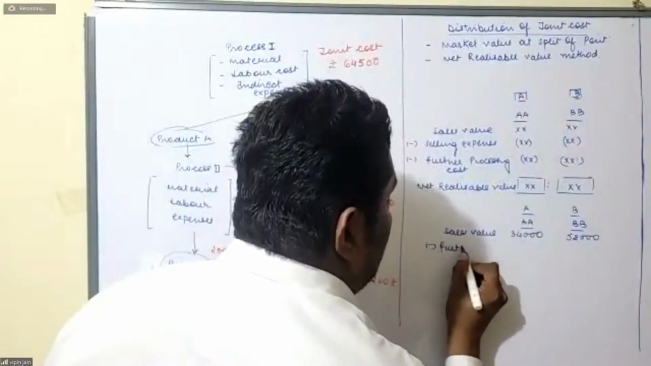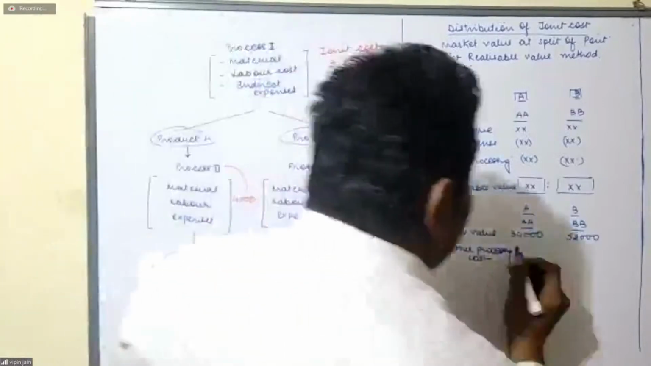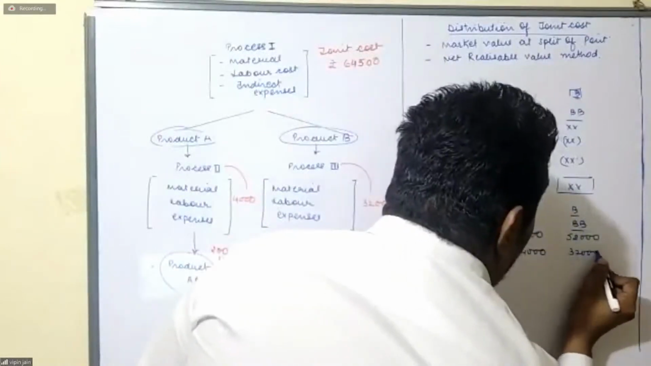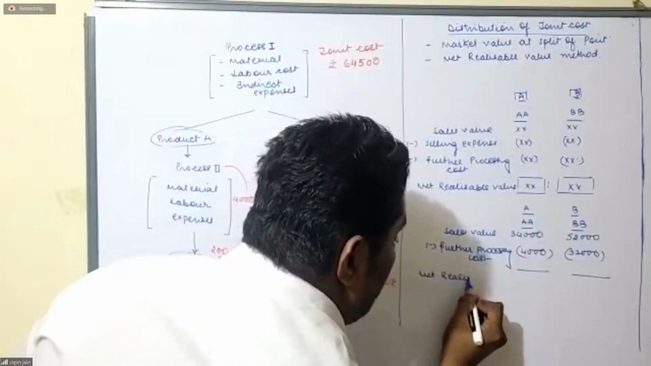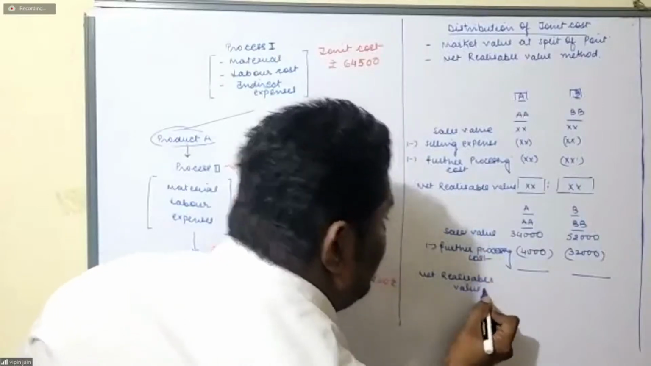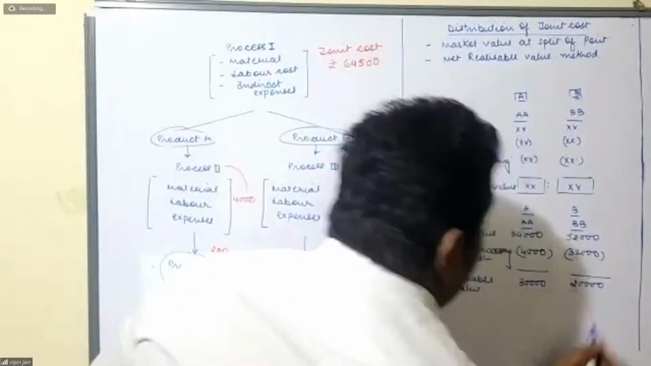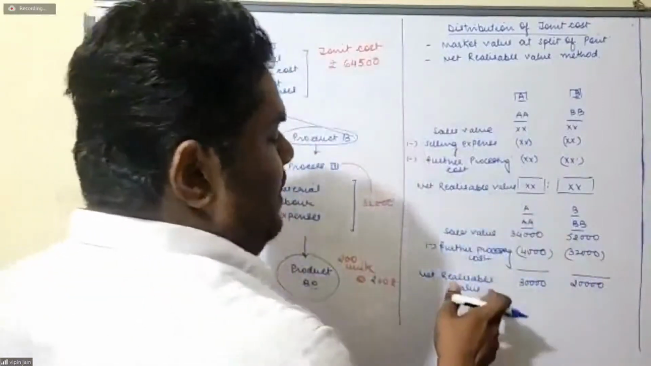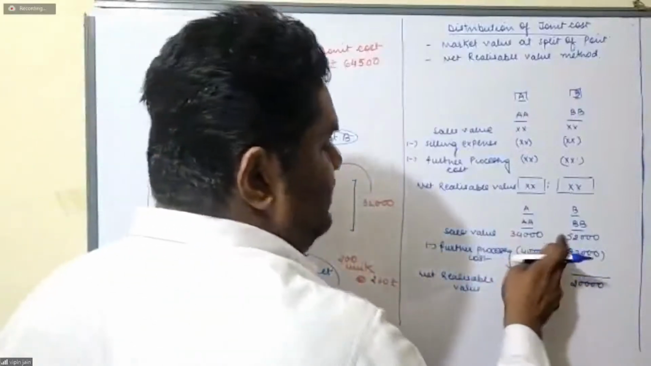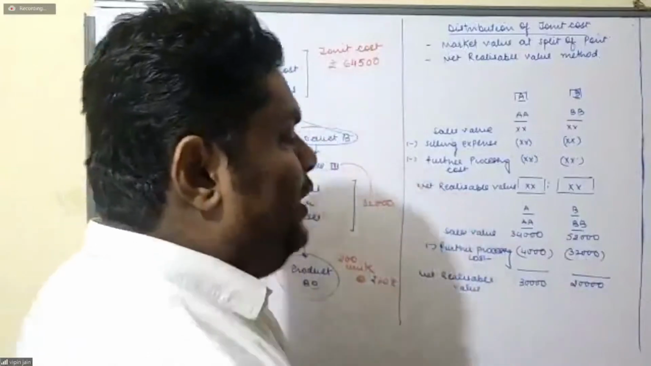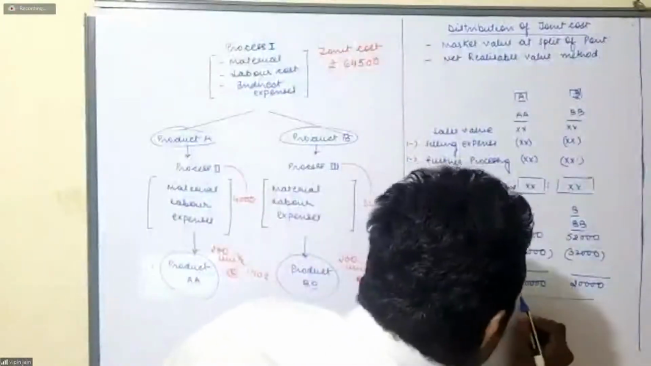However, further processing cost is given. That is 4,000 and 32,000. So we can easily calculate the net realizable value of product AA and BB. That will be 30,000 and 20,000. So in this case, my joint cost will be distributed in the ratio of 3:2. That is 34 minus 4, 30,000, and 52 minus 32, that is 20,000. So my joint cost will be distributed in the ratio of 30,000 is to 20,000. That is 3:2.